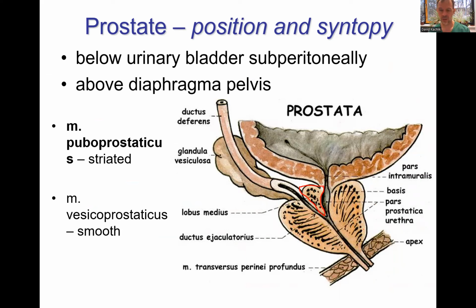How is the prostate fixed? It is, of course, maintained from below by levator ani muscle and its subpart called puboprostatic muscle. There exists also a vesicoprostatic smooth muscle, but it is not very important. Prostate is below urinary bladder, so it's totally subperitoneal organ, and it's located above both pelvic floor and urogenital floor.